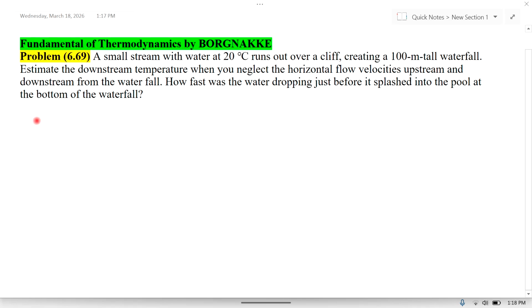Bismillahirrahmanirrahim. In this lecture, I am solving problem 6.69 from the book Fundamentals of Thermodynamics by Borgnakke.